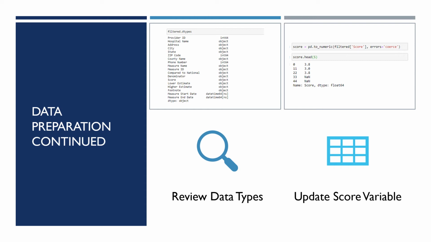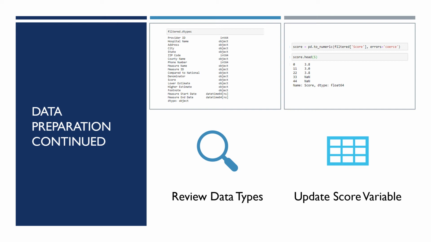Additionally, you can see that the score variable, which we are looking to analyze, was read in as an object. This is more than likely because there were some not applicable results in the score variable for the knee and hip replacement, so Python reads the data as character since it's not completely numeric. In order to update the score variable, you can use pandas again and the command to_numeric.